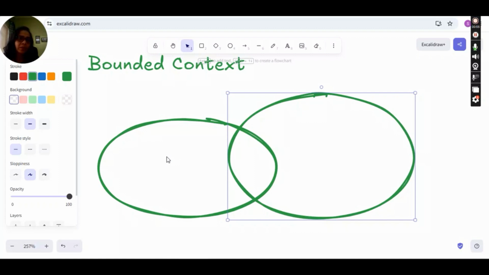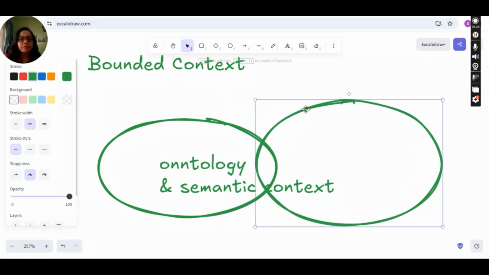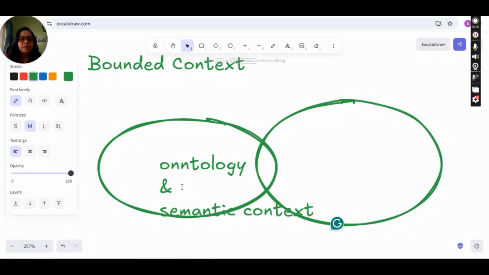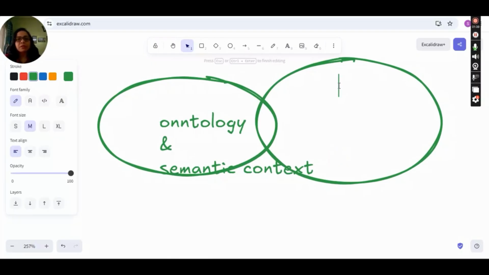The major operations we are going to do: one is the ontology and semantic context, and the second one is about governance and access context. So here I write down the ontology and the semantic context, and this one is about governance and the access context.